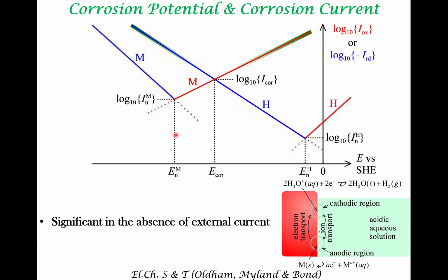Just to re-emphasize, E corrosion is obtained while the Tafel plots can be plotted by driving external current. E corrosion is most significant in the absence of external current. In the absence of external current, the rate of generation of electrons here has to match the rate of consumption of electrons.